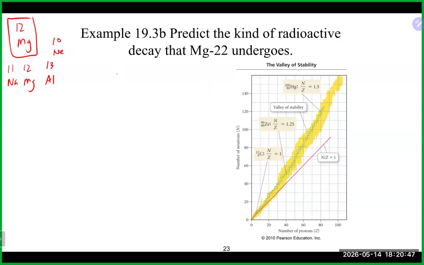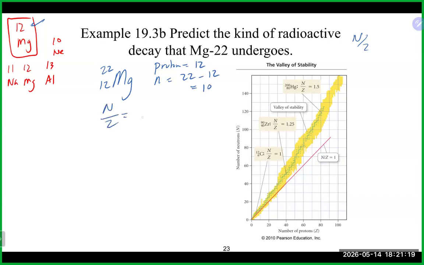On the magnesium, 22 is the mass number. We can go to the periodic table here and find the atomic number, which is 12. We are looking for the N to Z ratio here, so we want the neutrons and the protons. Our protons are going to be 12, which is our atomic number. Our neutrons are going to be our mass number, 22 minus 12, which gets us 10. So to calculate our N to Z ratio, we take our 10 neutrons and divide by our 12 protons, and that gets us 0.833.